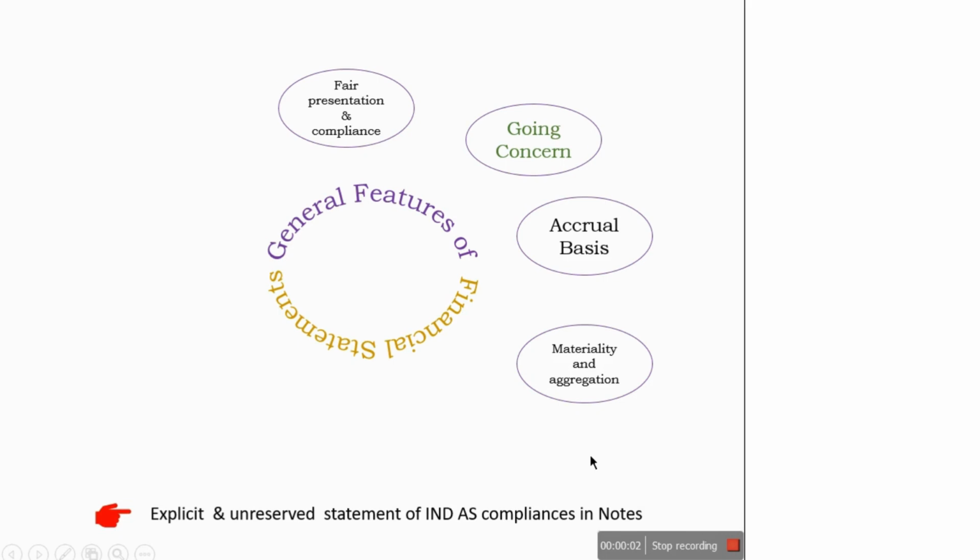Next is materiality and aggregation. A new definition of materiality has been recently added and it is applicable since April 2020. And according to this definition, information is material if omitting or misstating or obscuring any information is going to affect the decisions of financial statement users.